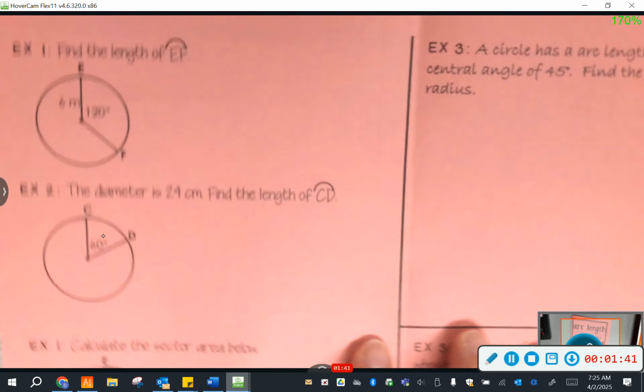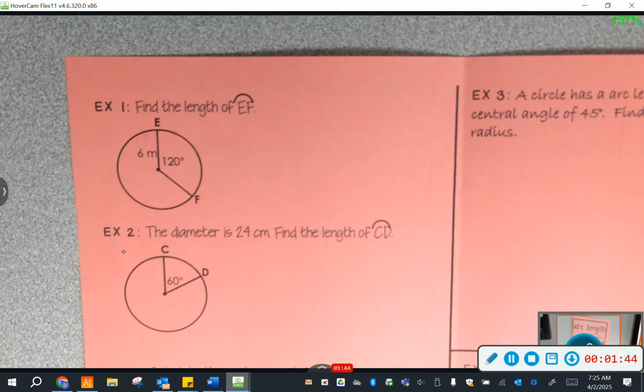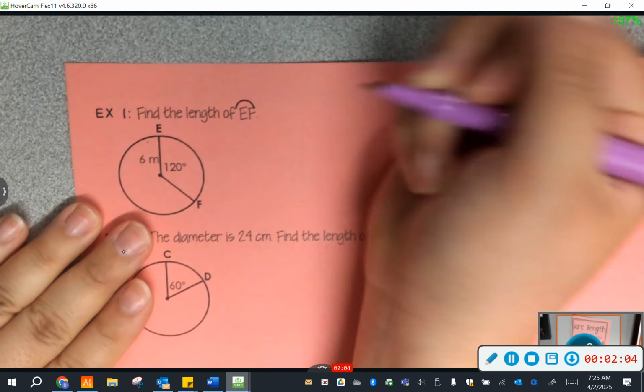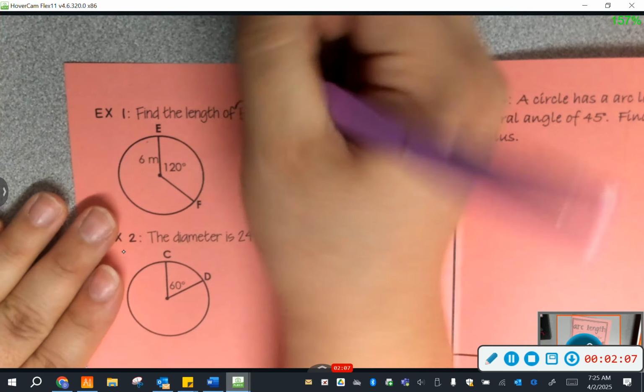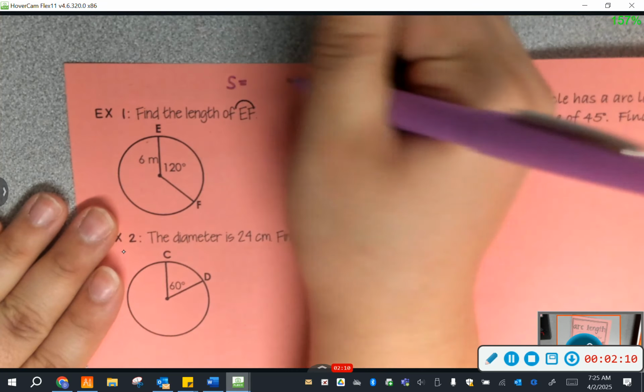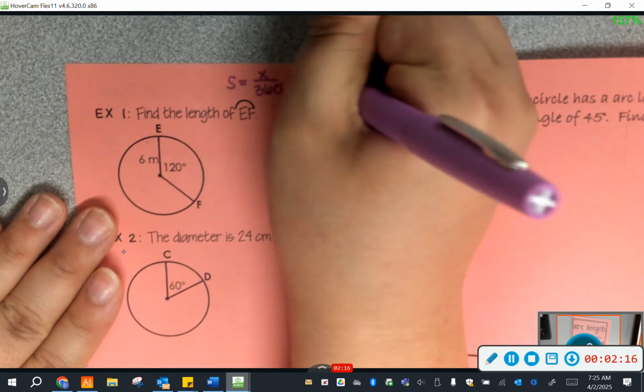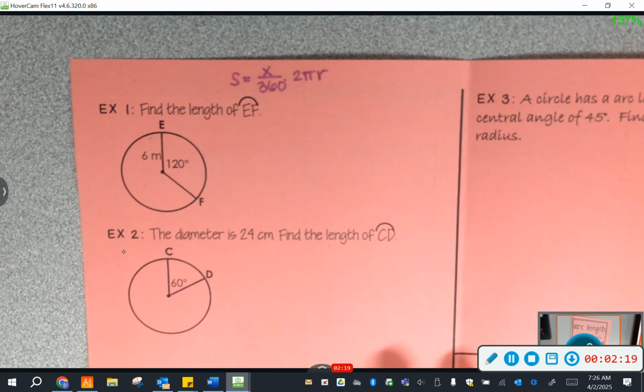So please open up your notes. And I'm just going to write the formula right up top so I don't have to write it every single time. So the formula of arc length, we usually label it S, is S equals x over 360 times 2 pi r. That is the formula we are going to be using anytime it asks us to find the length of an arc.